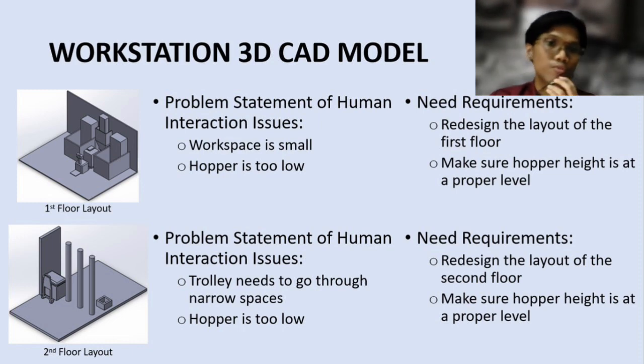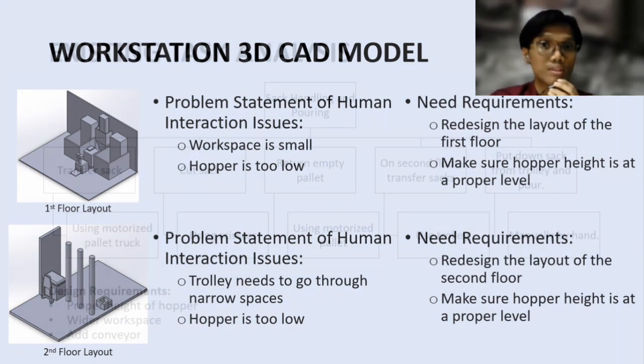After that, for the second floor, the first problem statement is that the trolley needs to go through narrow spaces between the pile and the wall. So the worker needs to properly maneuver it carefully through it. After that, the hopper is also too low. Therefore, for the new requirement, we need to redesign a new layout for the second floor and make sure the hopper height is at proper level.